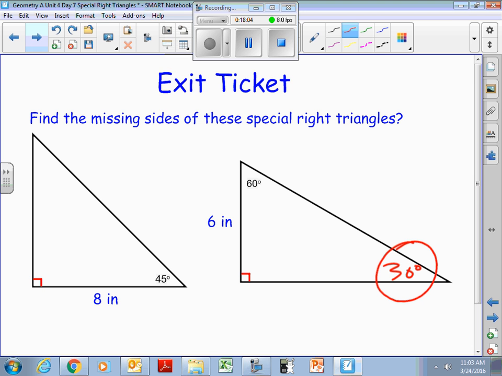Last point about this. Hey, what if they give you both the 60 and the 30 and you're doing SohCahToa? Do I use the 60 or do I use the 30? You can use either one, as long as you label it. If you use the 30, your O. If you use the 60, so someone can be confused, H doesn't change, the other one.